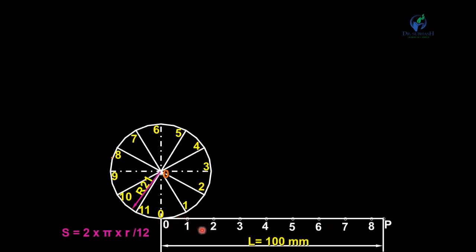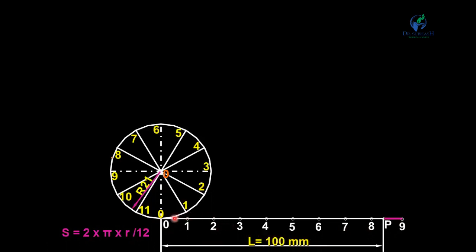So now divide this line into different parts, where one part is equal to S. So 0, 1, 2, 3, 4, up to 8, and the end point at 100 mm is P. Finally this point is the 9. So we cannot divide this line into 12 divisions according to this distance, because to divide into 12 divisions the required length should be 132 mm, but here the length is equal to 100 mm.